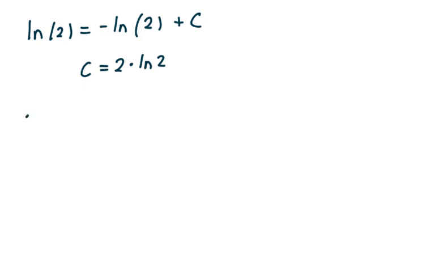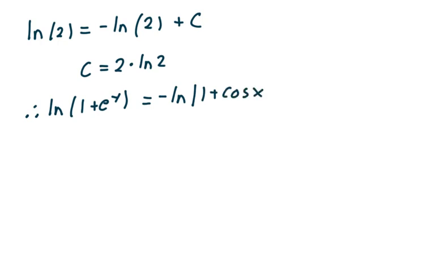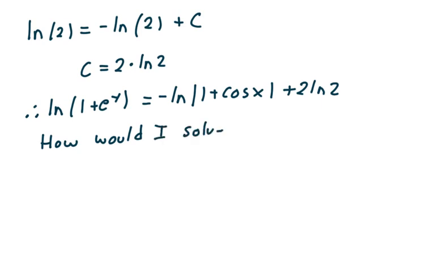And we can say the following. Natural log of 1 plus e to the y is negative natural log of the absolute value of 1 plus cosine x plus 2 times natural log of 2. And then if you guys have a question, from here, I want to ask you, how would I solve for y? So I will leave that as an exercise. How would I get y by itself? That's a good question.